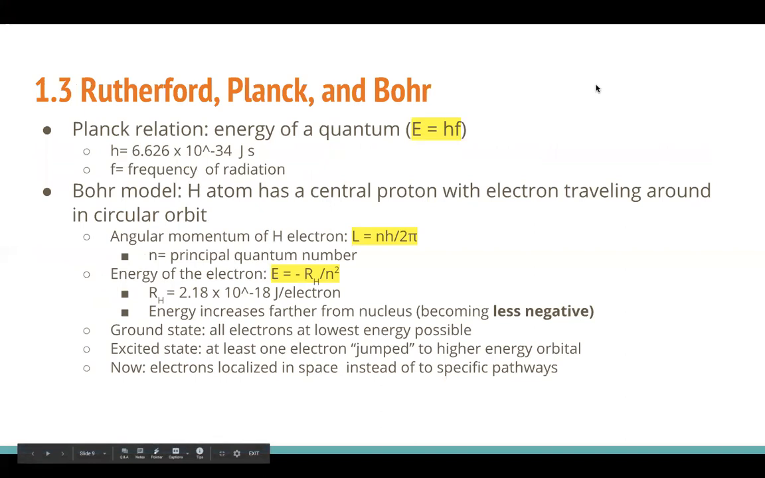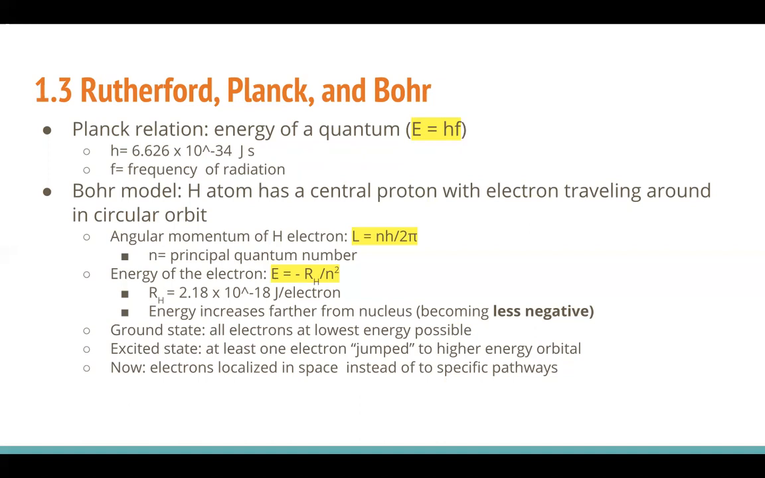Okay, so the next section was on Rutherford, Planck, and Bohr. They only talked about Rutherford for like 2 sentences, but he basically discovered electrons and how they move. There's more about what Rutherford did in a later chapter, so we'll talk about him more then. But Planck is pretty important because he found the energy of a quantum: E equals hf, where h is Planck's constant, that pretty long number. I highly recommend you memorize this number because the MCAT does not give equation sheets. And f is just the frequency of the radiation.